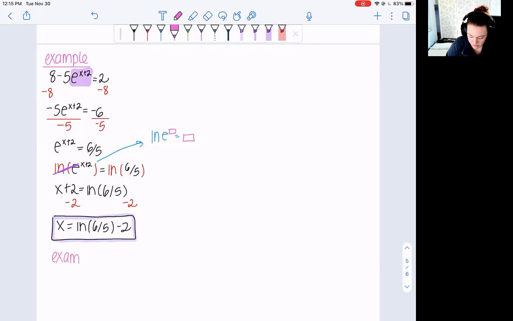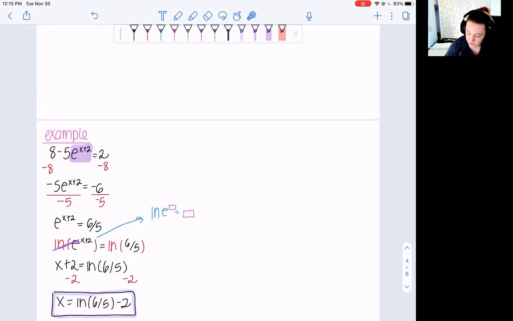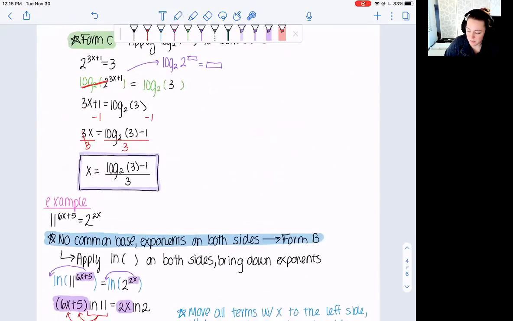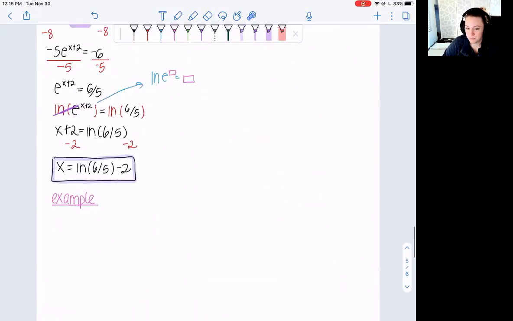It's important to remember those ln rules in particular. So like ln of e to the whatever is equal to whatever. It's really important to remember those rules that I put here on this first page. Like these guys right here are really, really important rules. They don't stop being important.